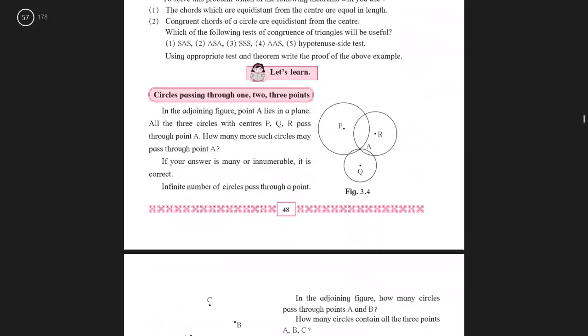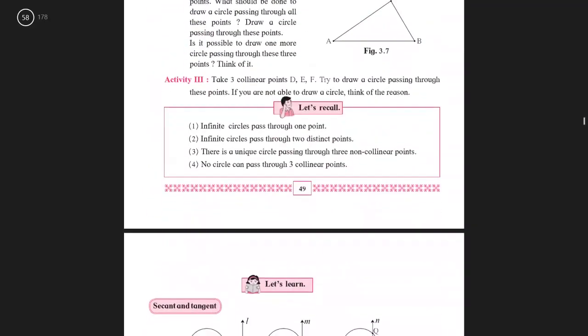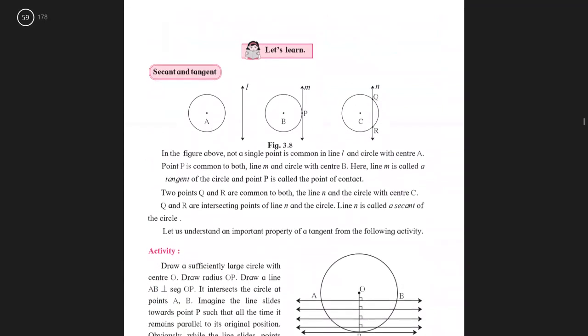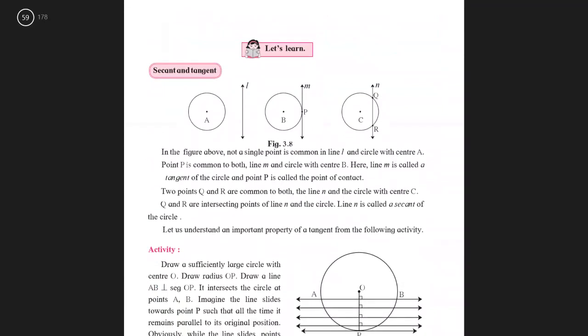Okay. Then we go to a topic, secant and tangent. Now we just need to know the definitions. We must know what it means. Now tangent, you must be familiar with both these terms. A tangent is a line which touches the circle at just one point.